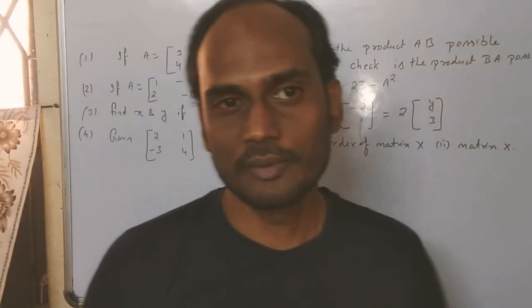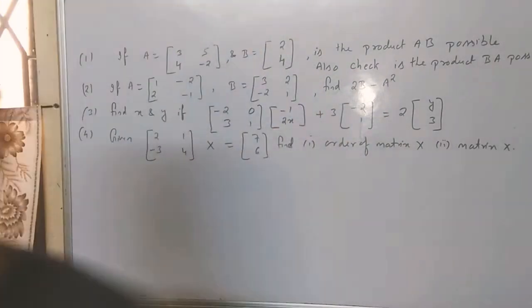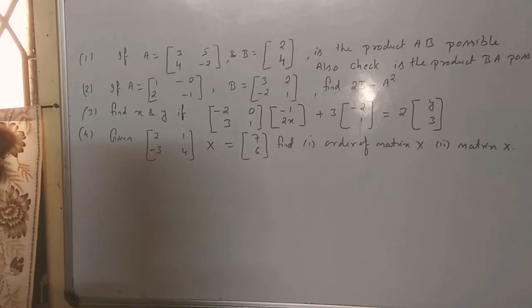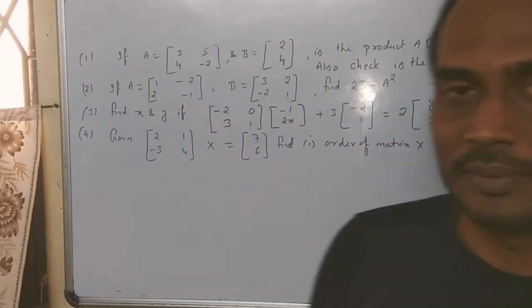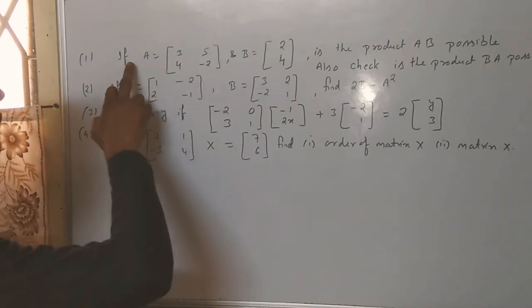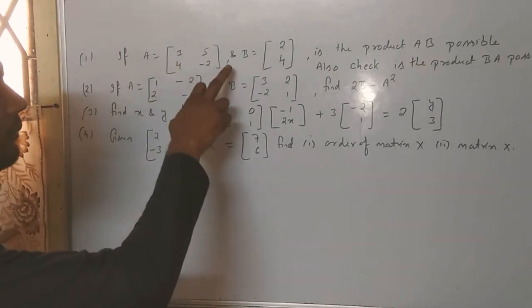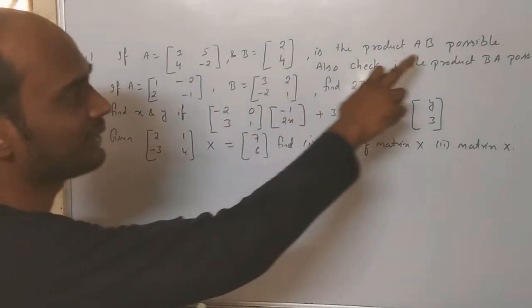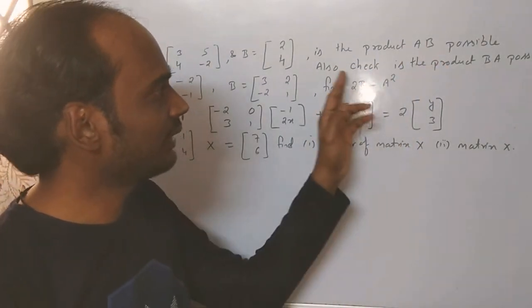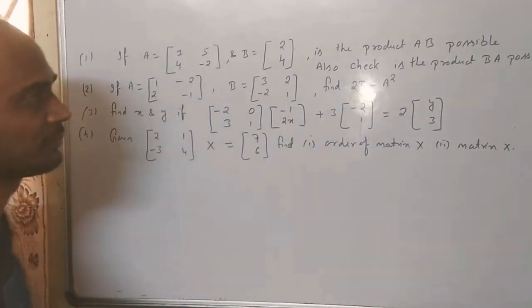So we have learned about multiplication of matrices. Now we are going to see 4 examples of multiplication of matrices. The first one you see, here matrix A is given 3, 5, 4, minus 2 and B is given 2, 4. Is the product AB possible? And if possible, we have to find it out, and also check whether the product BA is possible or not.